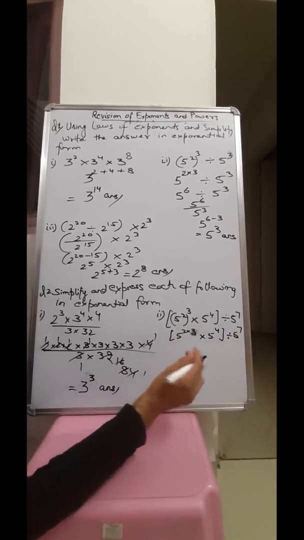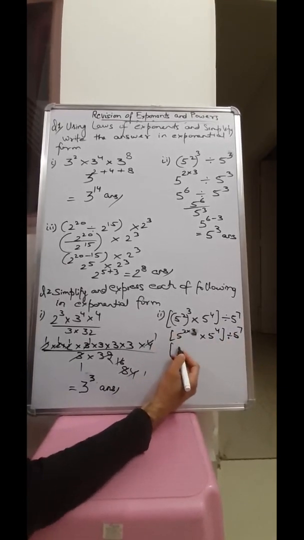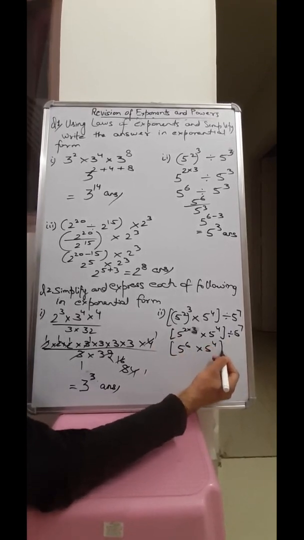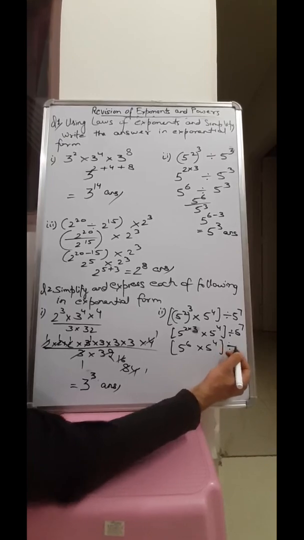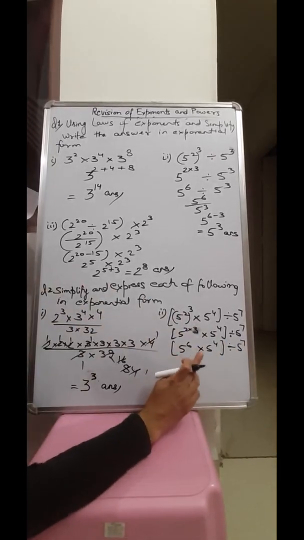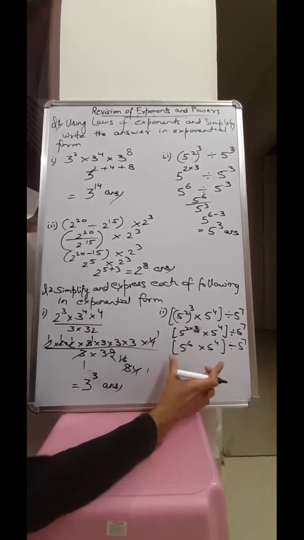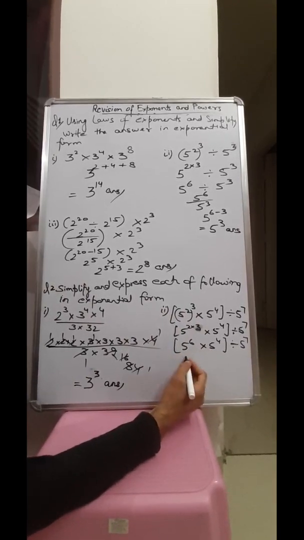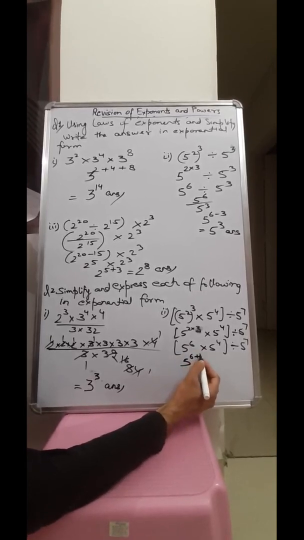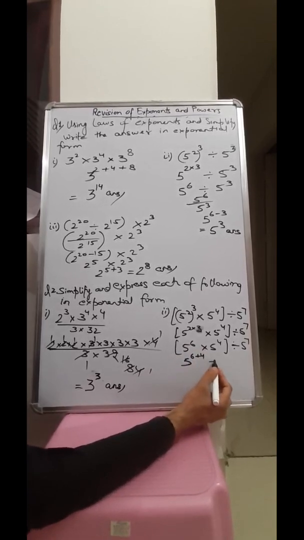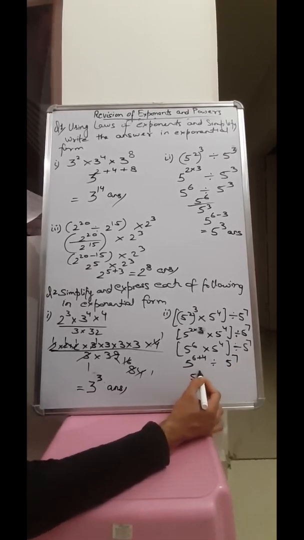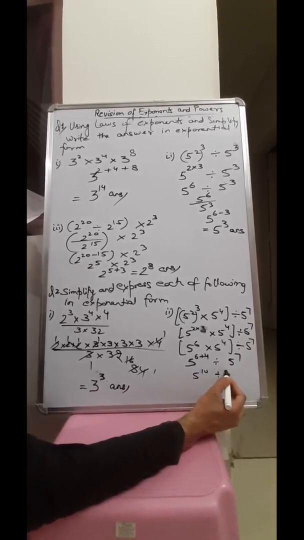That will be 5 raised to power 6 multiply 5 raised to power 4, bracket close, divide by 5 raised to power 7. In the bracket the exponents are getting multiplied, the base is the same, so the base remains 5 and the powers get added. After that we have to divide by 5 raised to power 7. This gives you 5 raised to power 10 divided by 5 raised to power 7.